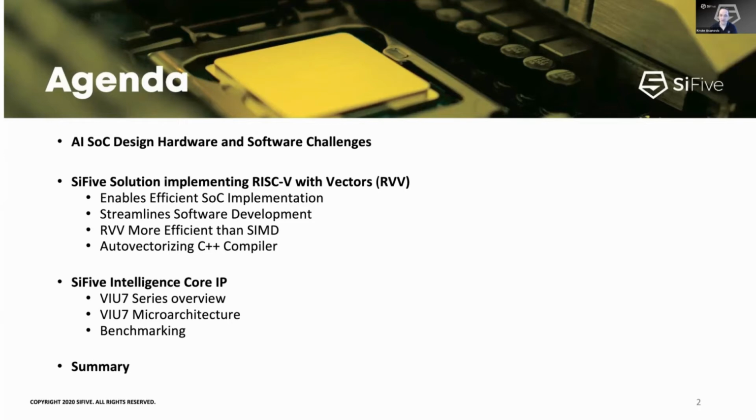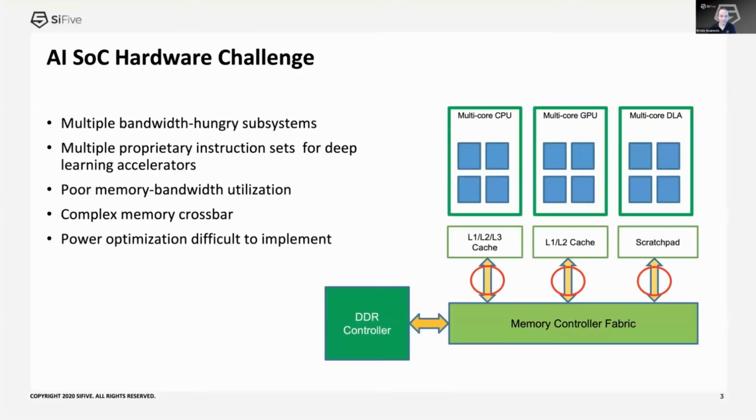Then I'll talk about our solution, which is building the RISC-V Vector extension and adding that to our Linux-capable cores. I'll go through how that really enables you to build an efficient implementation and really helps with the software development process. Then I'll dive into the details about the core IP we're announcing today, the VIU7. I'll give an overview, talk about its microarchitecture and some initial benchmarking results, and I'll wrap up.